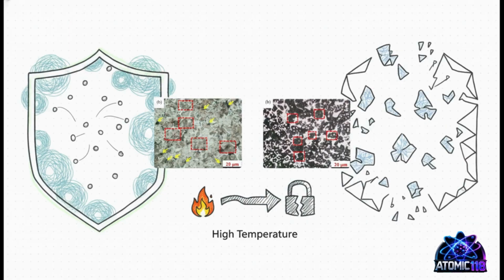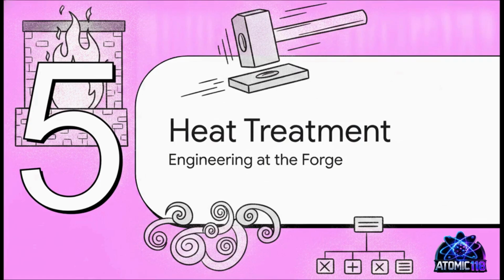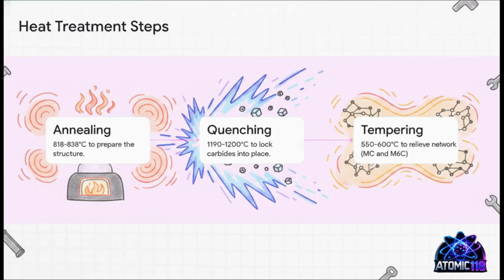But if that temperature gets too high, the anchors dissolve, the boundaries break free, the whole structure coarsens, and the steel loses all those precise mechanical properties we just worked so hard to build. Absolute thermal precision is quite literally everything here. And that leads us to our final section, Part 5, Optimizing Heat Treatment and Engineering at the Forge. This is where we step into the macroscopic, human scale, the forge.